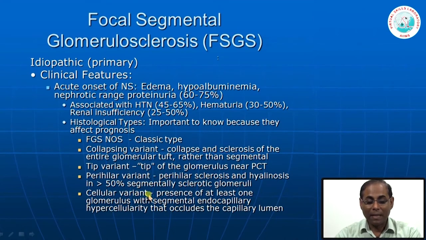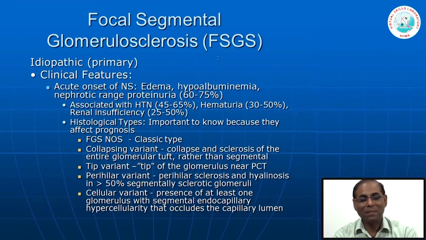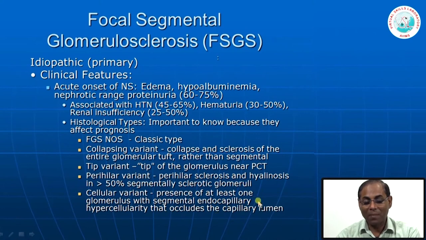And obviously, the next is another variant which we describe as the cellular variant. It is a very rare variant, and that is why it is a little controversial, but for a theoretical class I should mention that one variant is described which is known as the cellular variant. This is present in at least one glomerulus with segmental endocapillary hypercellularity, that occludes the capillary lumen. That means there you can get some amount of hypercellularity in a segmental nature along with sclerosis. But I have a feeling that this cellular variant is still controversial, and we may not actually pay much heed to this variant. This is extremely rare also.